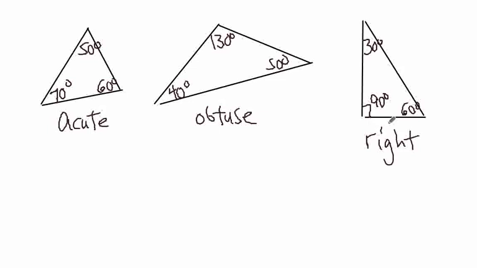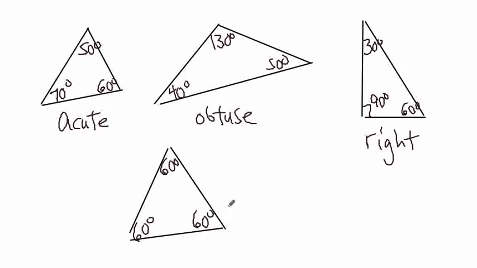Okay, now what if all the angles are the same? So 60, 60, and 60 is in my example. You'll notice that that's the only kind of angle you can have where they're all the same. That is called equiangular. It's not equilateral, although you'll learn later that equiangular and equilateral triangles are the same. But this one's called equiangular.